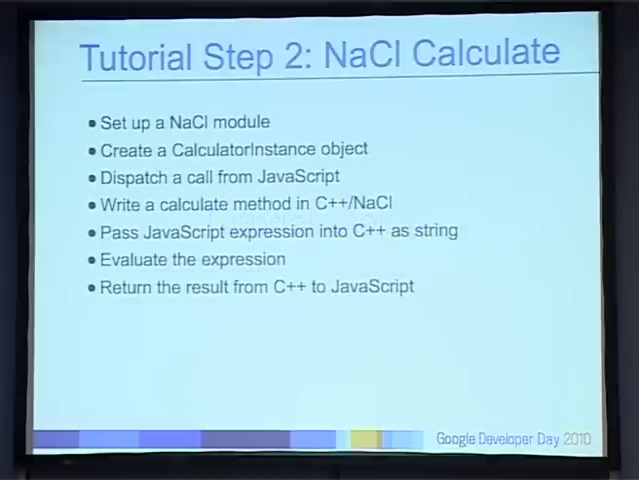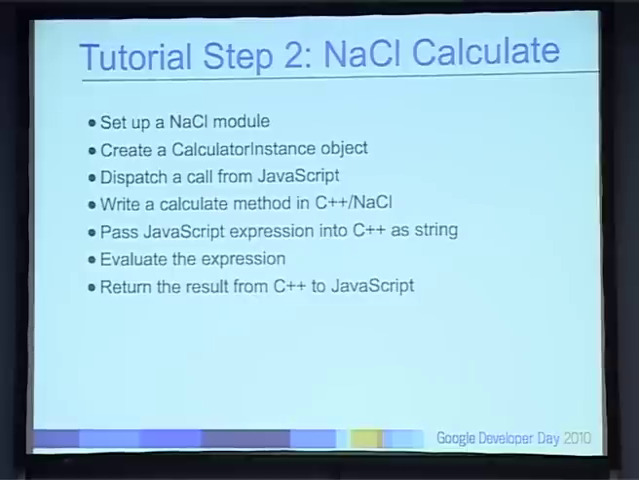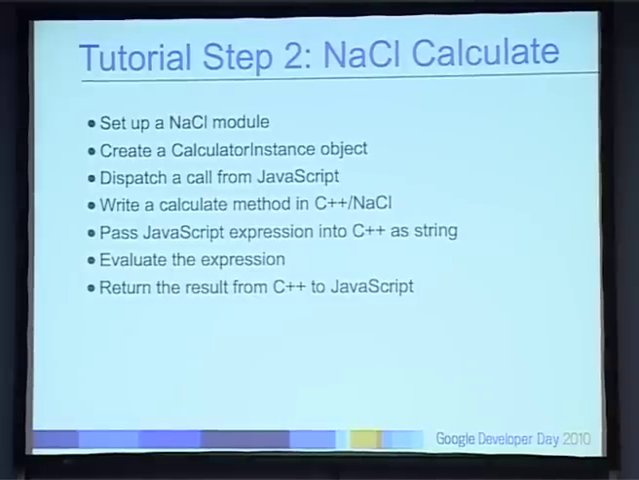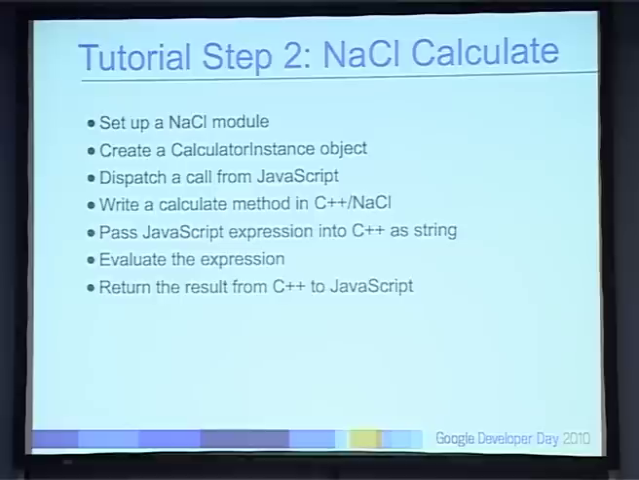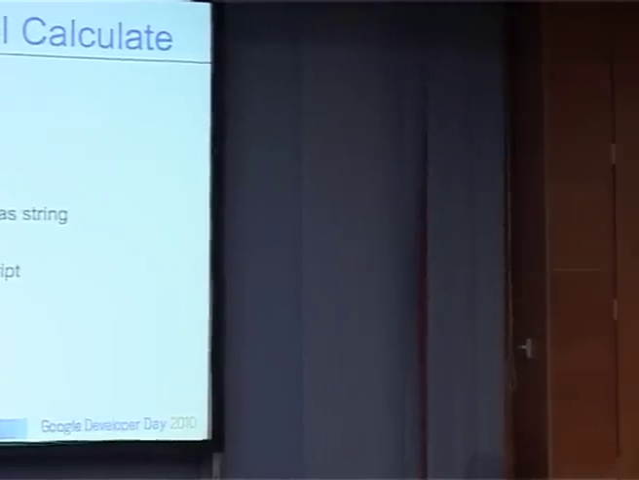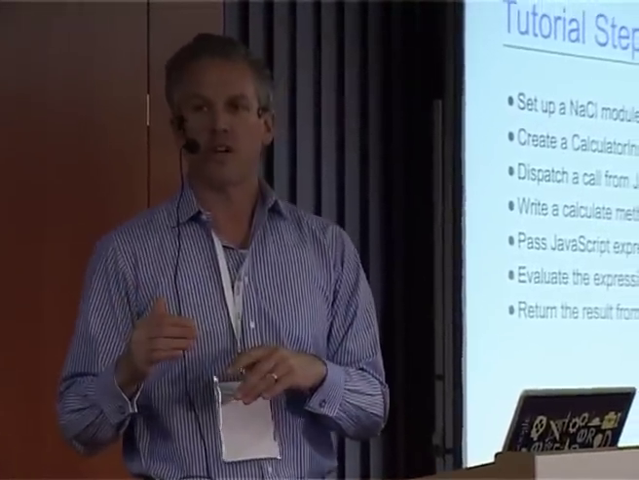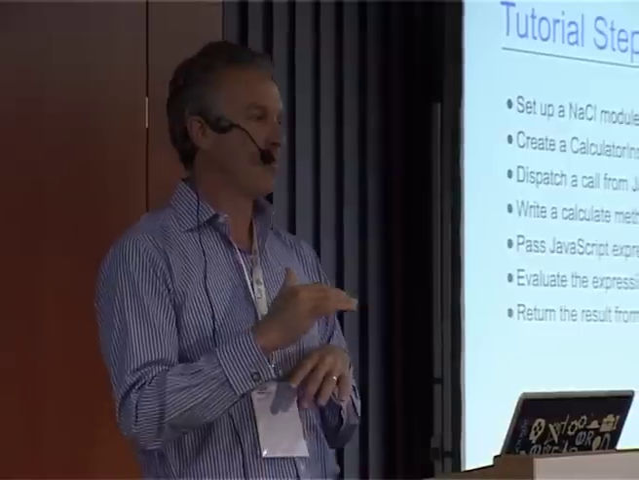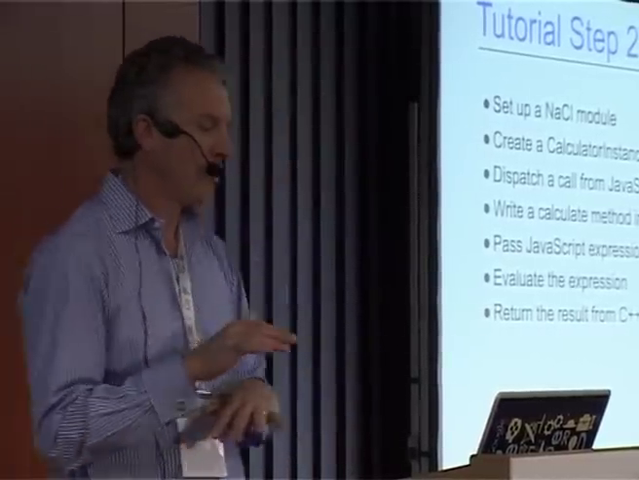next part. Now I'm going to add in the NaCl module itself and actually do something with this expression. So we'll go through how to set it up and create the actual calculator instance itself, which is a C++ object, and call it from JavaScript. There's a little setup code and some glue that has to happen in there, and we'll go through that. I'll write the actual calculate method, which is going to take that postfix expression and evaluate it and come up with a result. This is not really very heavy scientific computation here. Again, it's just an example.